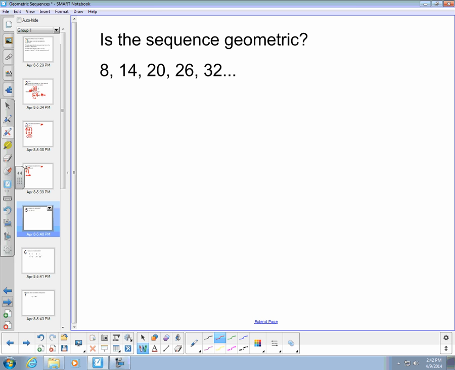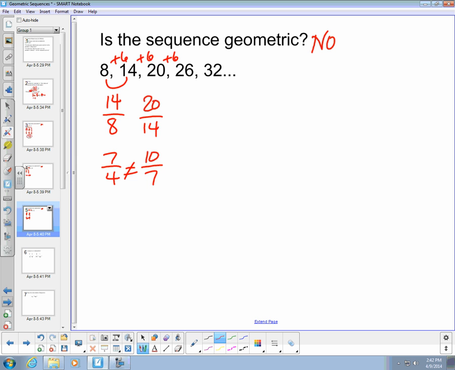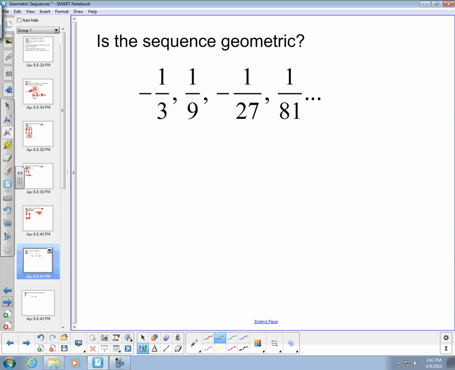Okay, again, this sequence is not geometric. If I divide to find my common ratio, 14 over 8 and 20 over 14, this would be 10 over 7. This one would be 7 over 4. Those are not equal to each other, so it is not geometric. If you look closely, these are adding 6 every time, which means that this one would be arithmetic because it has a common difference of 6. Okay, and again, pause your video.